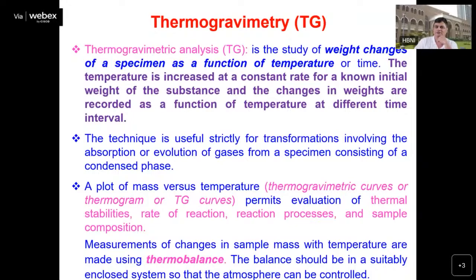And a plot of mass versus temperature, that is the thermogravimetric curve or thermogram, or we can call it the TG curve, permits evaluation of thermal stability, rate of reactions, reaction processes, and sample composition. Measurement of the change in sample mass with temperature is made using a thermobalance, and the balance should be in a suitable enclosed system so that the atmosphere can be controlled.